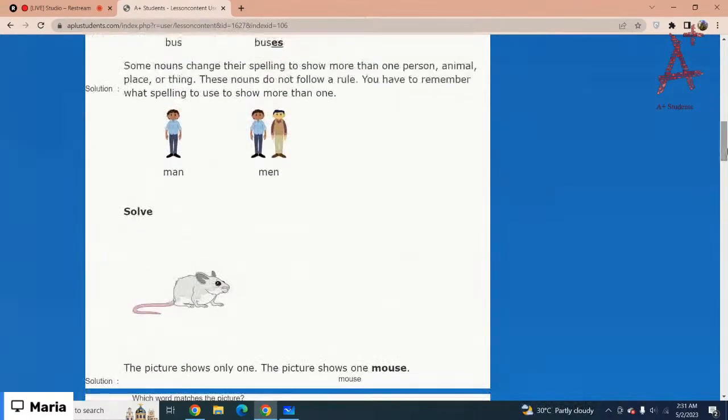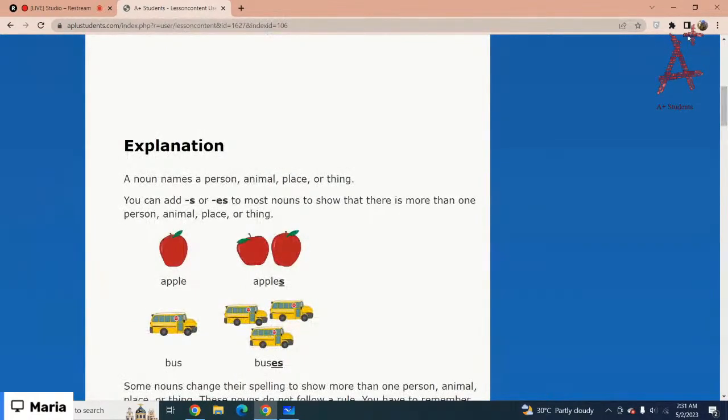Like man and men. Same here, you have mouse. The singular one is mouse, more than one is mice. Let's just start with the practice questions.